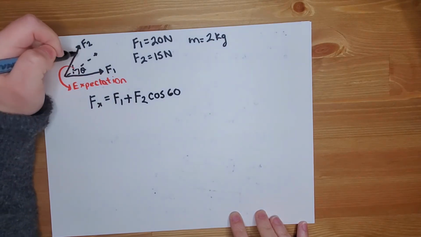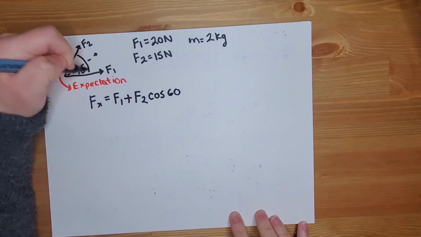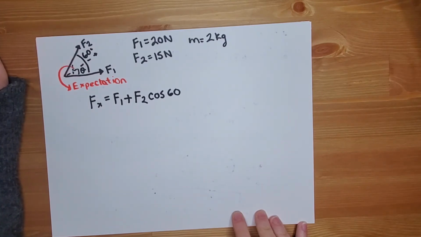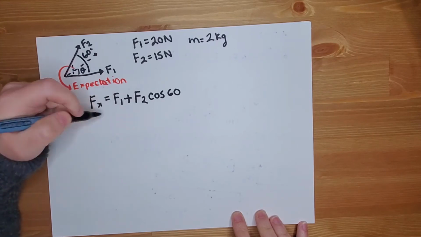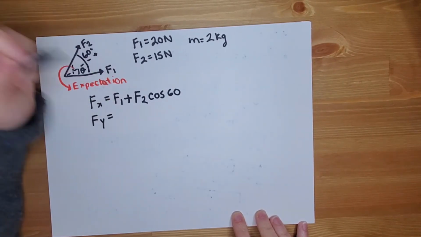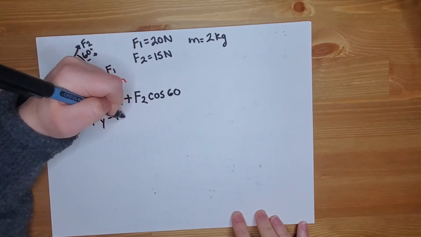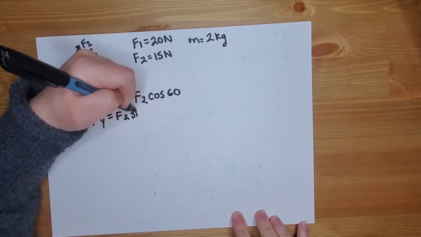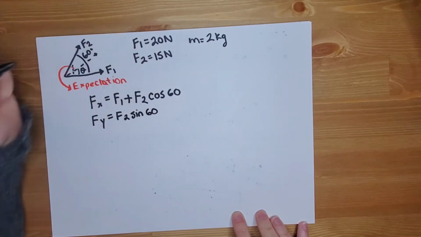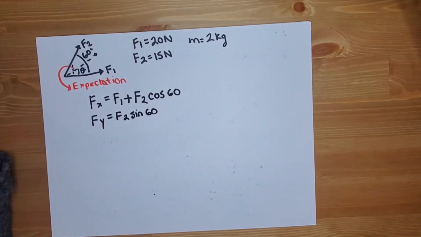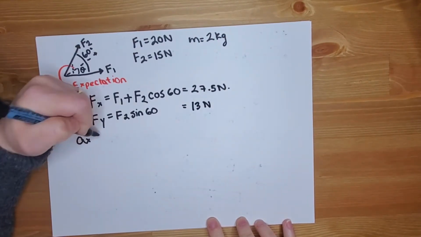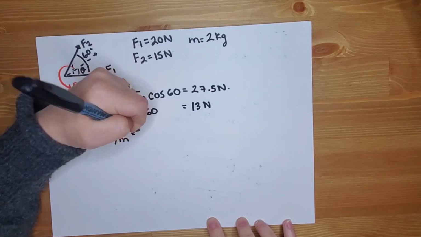For the vertical force, we can again assume F1 has no vertical component, but F2 has some vertical component. It is now the opposite of the angle theta, so it's just F2 sine of theta. We can now solve for the vertical and horizontal components of our forces, and we get the horizontal component to be 27.5 newtons, and the vertical component is only 13 newtons. Now, let's solve for the acceleration components just like the previous example.